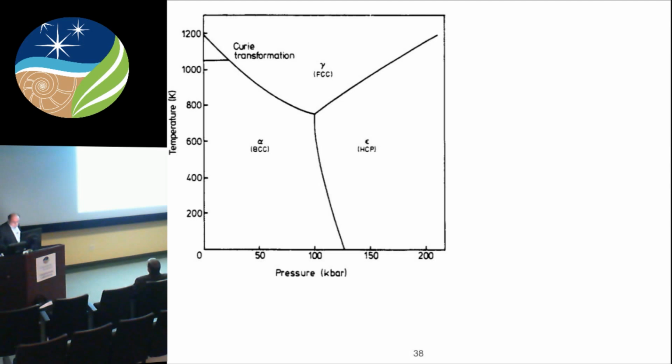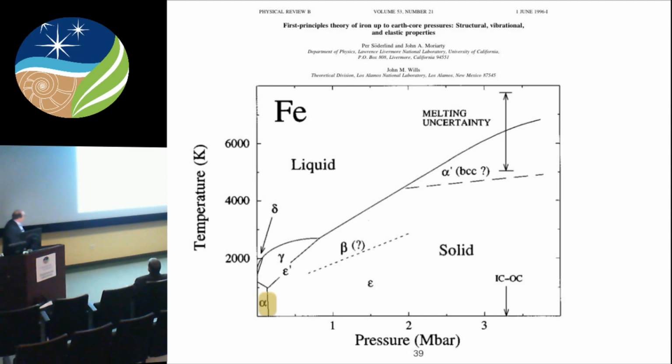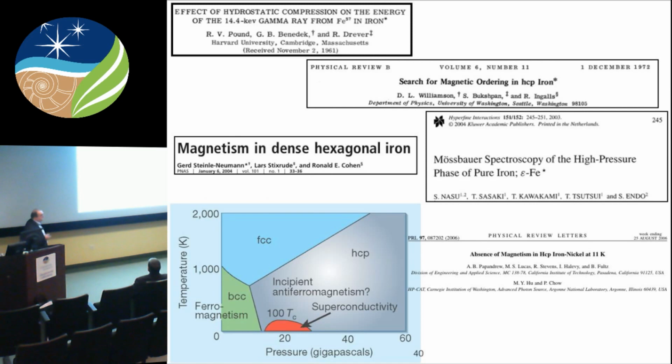The slope of this line is proportional to the change of entropy with volume. This is the Clausius-Clapeyron equation. We're limiting ourselves at the moment to this region, even though people have studied up to here. Jennifer Jackson, for example, went up to 2,000 and to megabar and up to 4,000 to identify these melting points. For today, I'm going to limit myself just to here. Ron published a paper on magnetism in dense hexagonal iron, a search for magnetic ordering in HCP iron. Professor Nasu in Japan tried to identify this, and there are still papers coming out in this field.